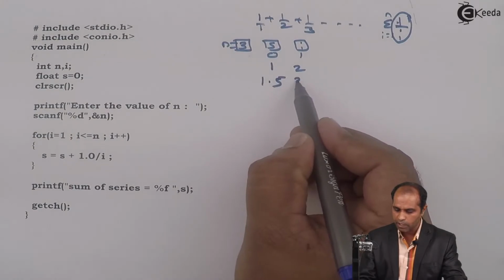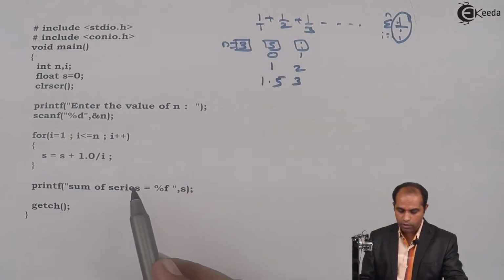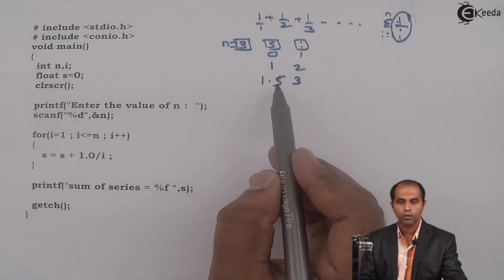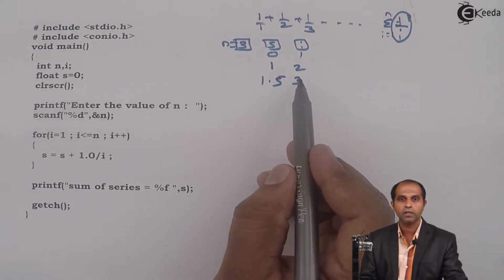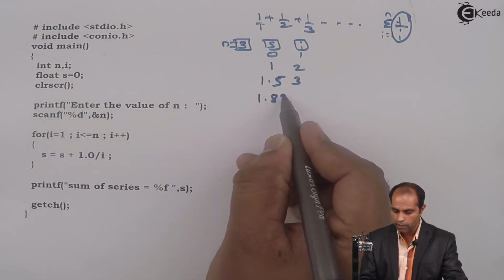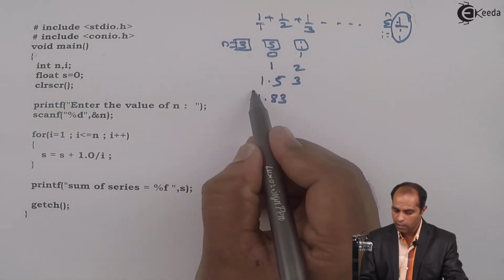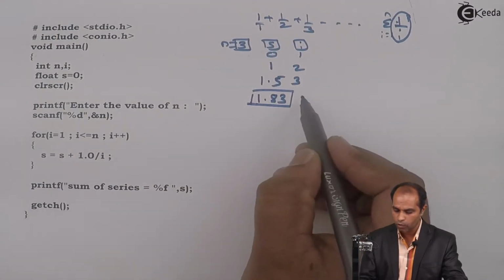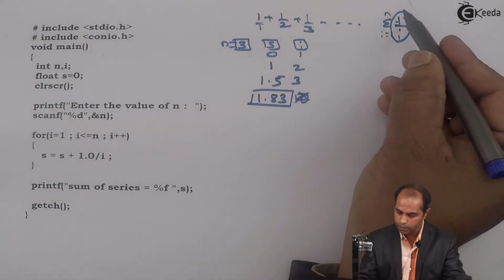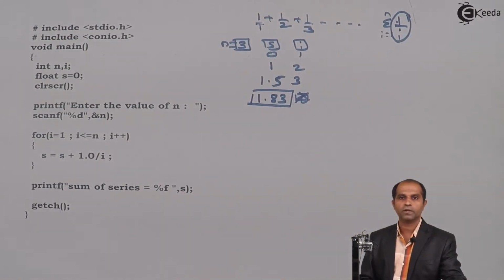So now i becomes 3. When i becomes 3, we have 1.0 by 3. So the previous value of s, that is 1.5, plus 1.0 by 3, which is 0.33, gives the result 1.83 at this place. So here s is considered as 1.83 because when I go back, i is 4. Stop this particular operation. So here the expression which I constructed works with this particular operation.